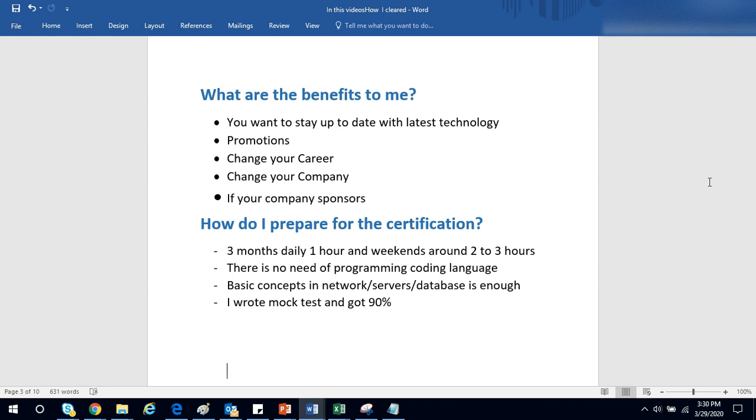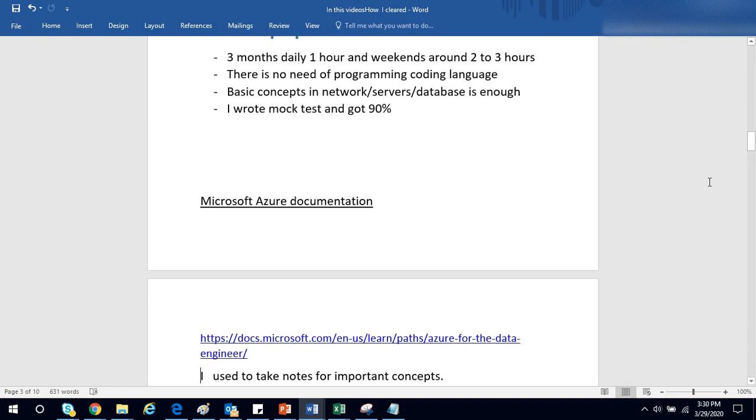How do I prepare for the examination? Basically, I spent around 3 months, 1 hour daily, and around 2 to 3 hours during weekends for this exam. There is no need for any programming or coding language. Basic concepts in networks, servers, and databases are enough. I wrote a mock test before the actual exam and got 90%.